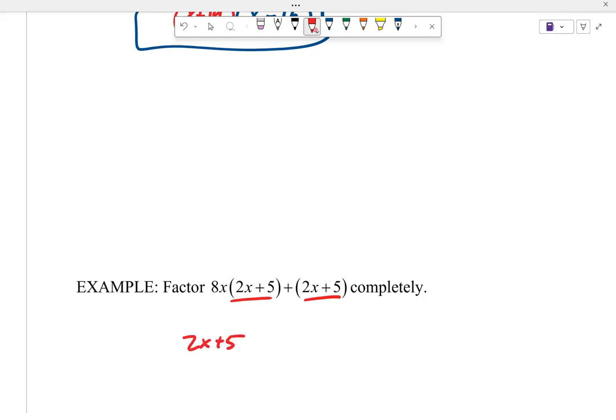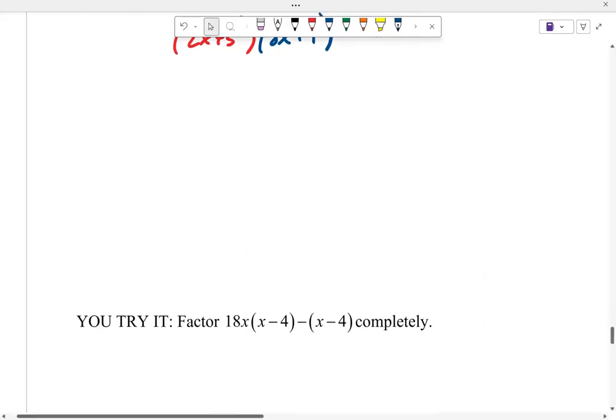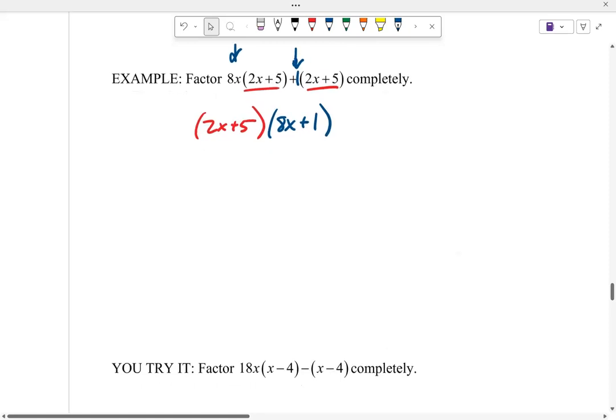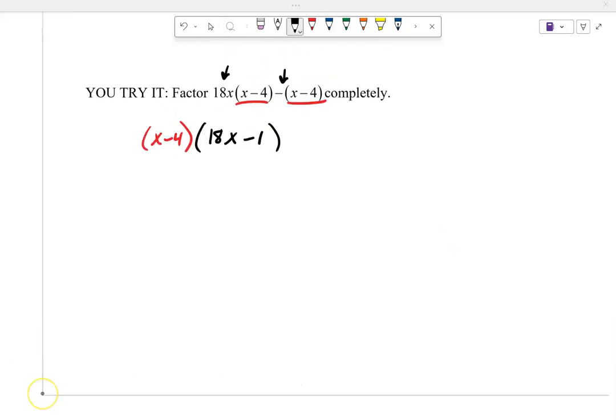x plus 5 in this case. So I would be left with 8x plus, and that's a 1 right there. They don't write the 1, right? So x plus 5 times the quantity 8x plus 1. Let's do this. You try a problem. Go ahead and pause the video. You should end up with that on that one.